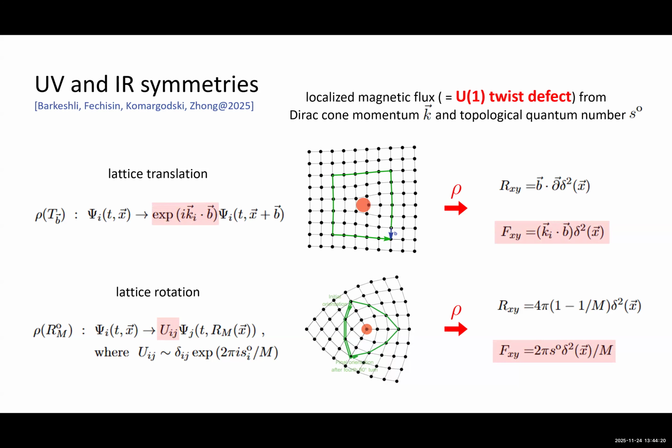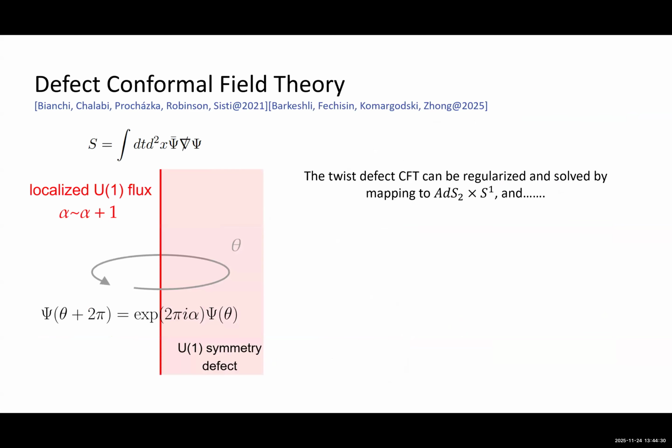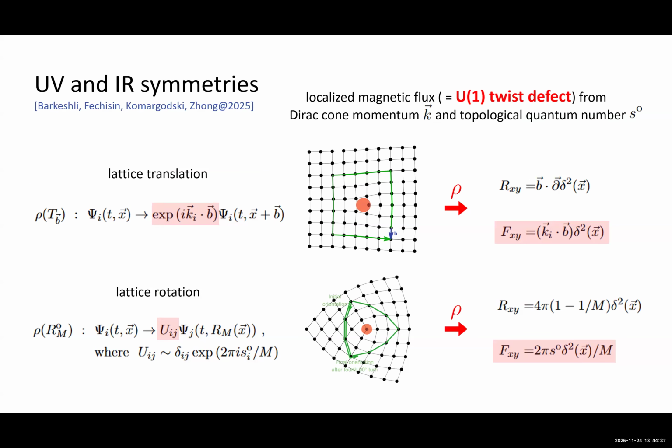They implement what is known as the U(1) twist defect. First of all, they're codimension 2. They are a line defect that extends in the time direction. And second, the field picks up a global symmetry transformation upon winding around it. So those are the twist defects.